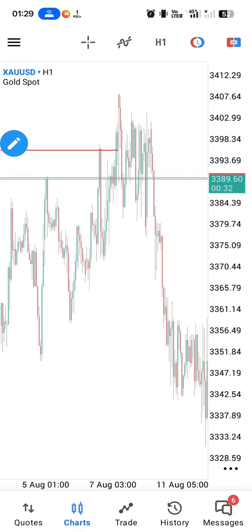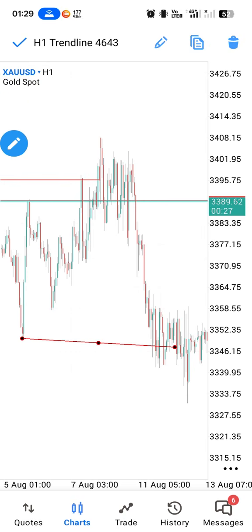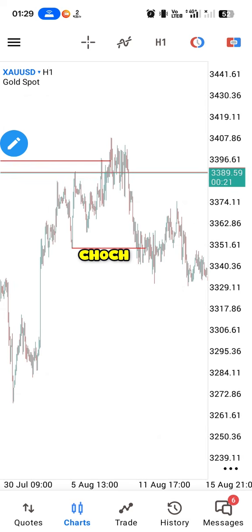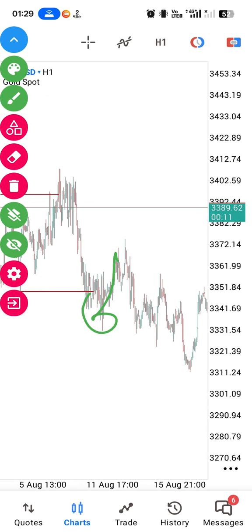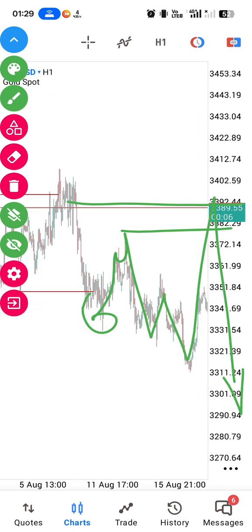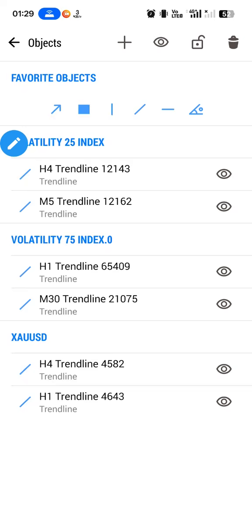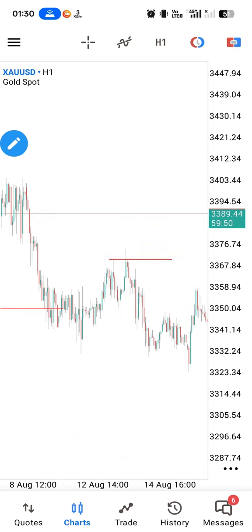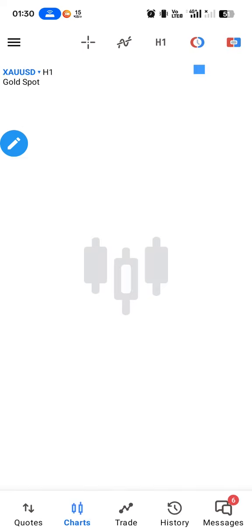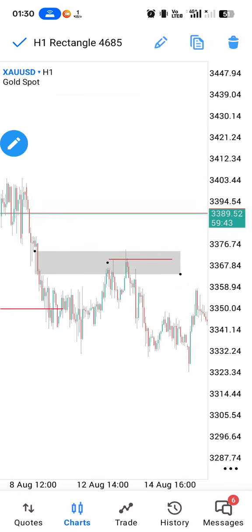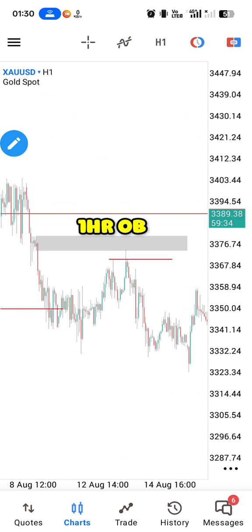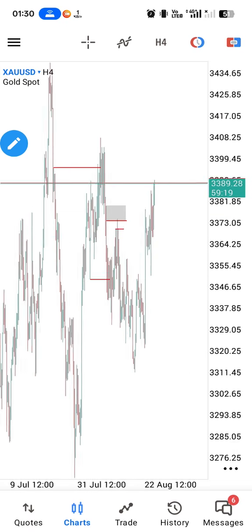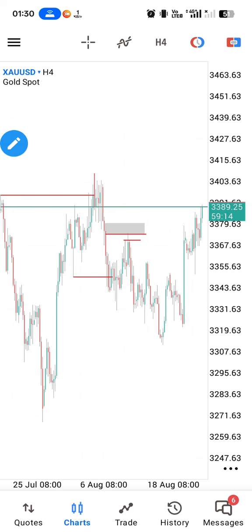Now on the 1 hour, there's a major change of character, and after price gave us that change of character, you can see it returned back into the range, and it started creating more market structure inside that range. It gave us this wipe, and after it wiped, of course it was filling the fair value gap. And above the fair value gap, you can see there's a 1 hour order block. So price further continued to drop down.